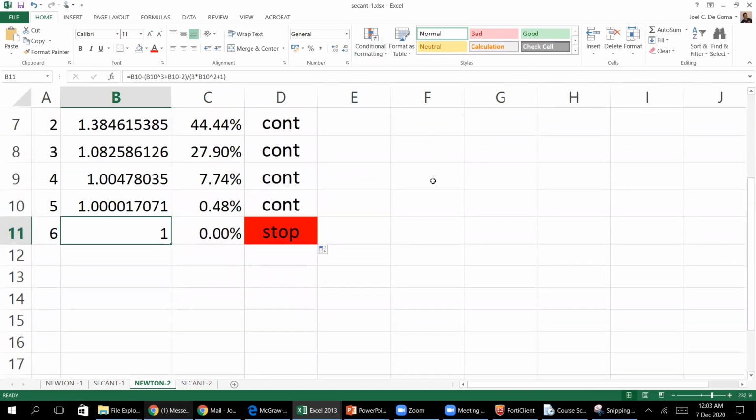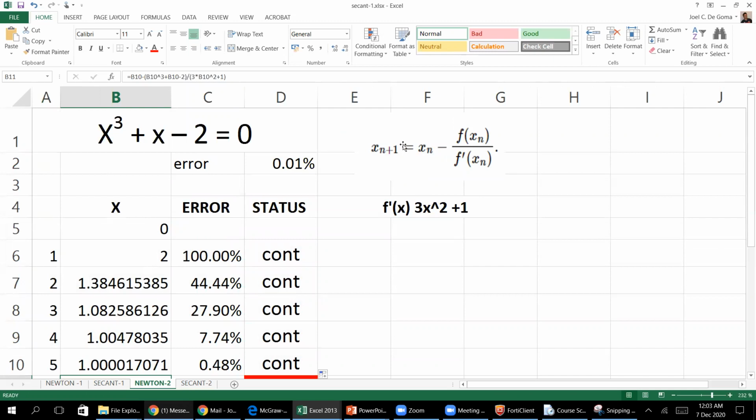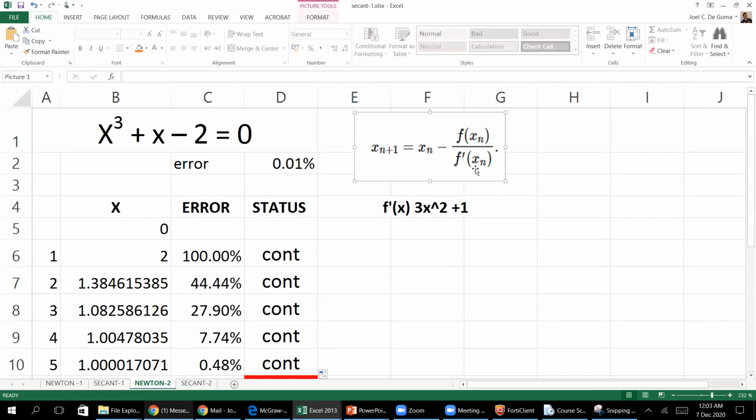Okay, so that's how easy Newton's method is. Using this formula, get the first derivative, guess the value of x, substitute to our equation, then repeat it until we get the desired error.